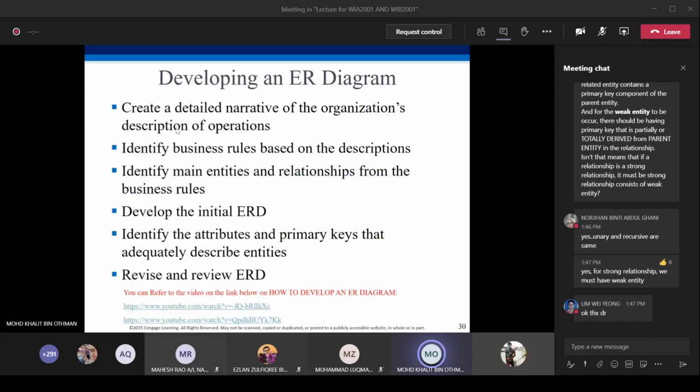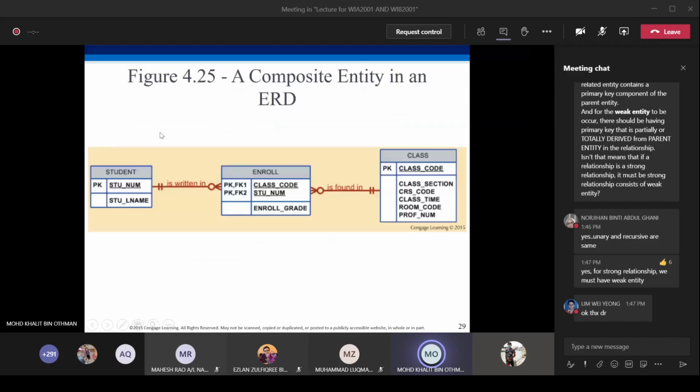This is an example of a composite entity in an ER diagram. But the important thing is that you have to know what a composite entity is by the definition that I gave you earlier.